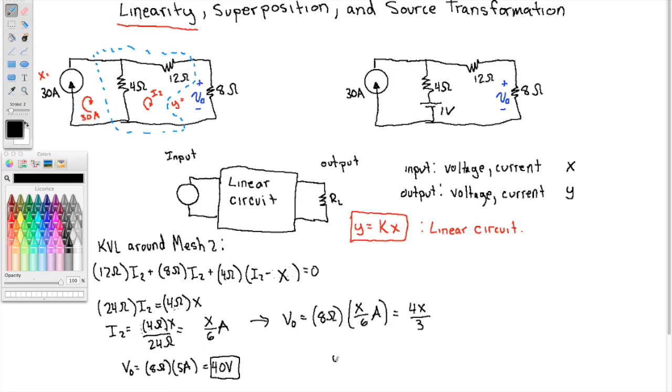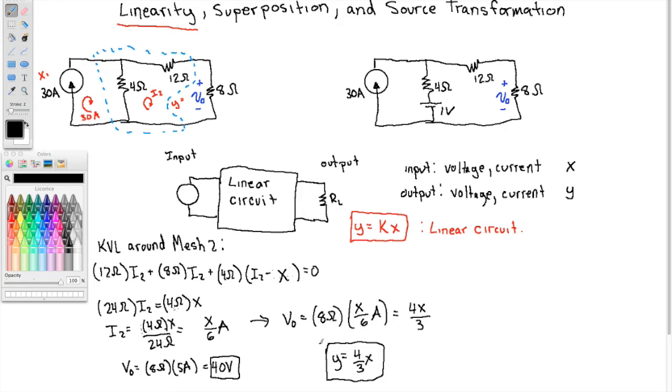Well, I've got Y, which is V out, equals 4/3 times X. Yes, it is a linear circuit. The value of K here is 4/3. Now, there are a lot of reasons why this is important, and you'll see that as we go through this video and the next video. Linear circuits are very important.